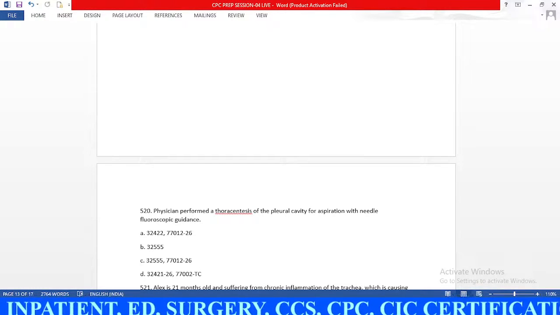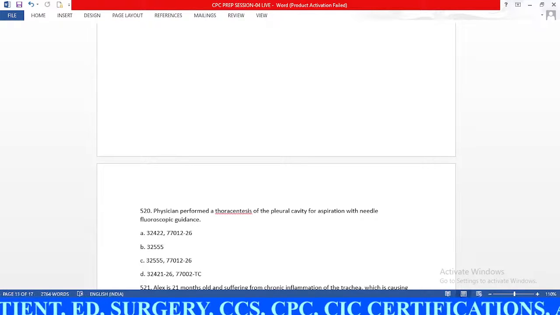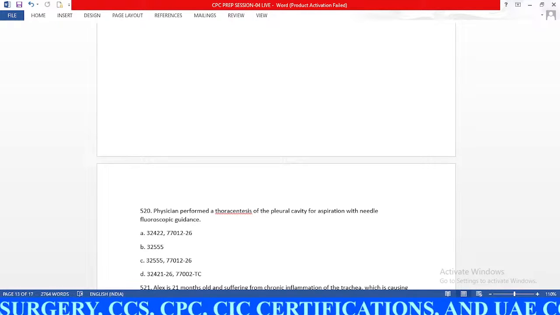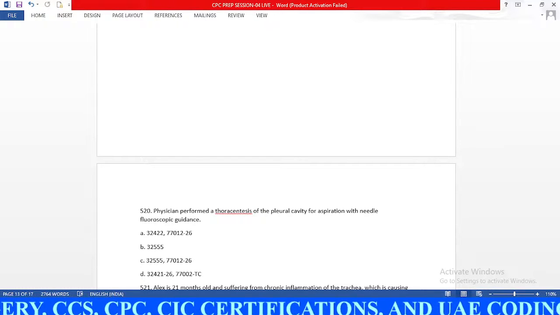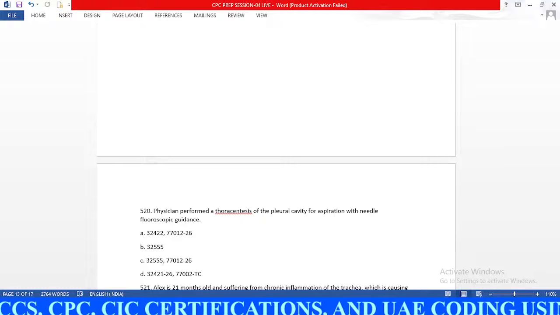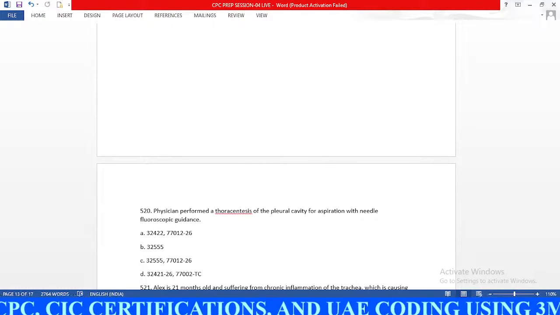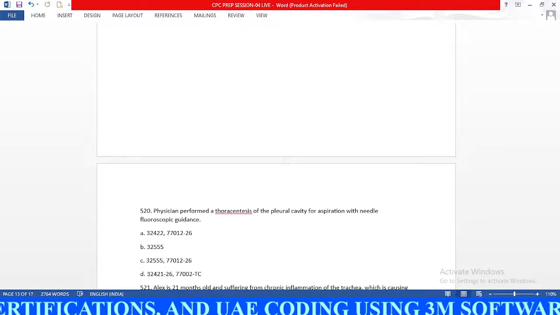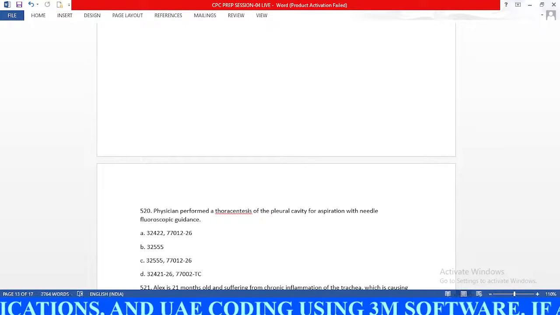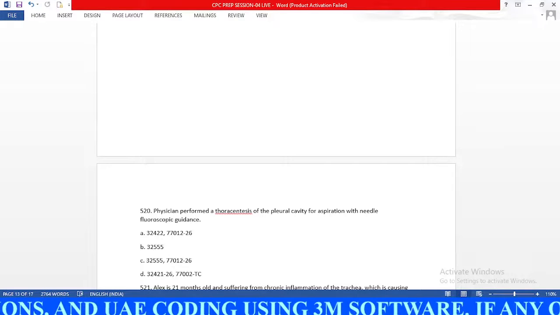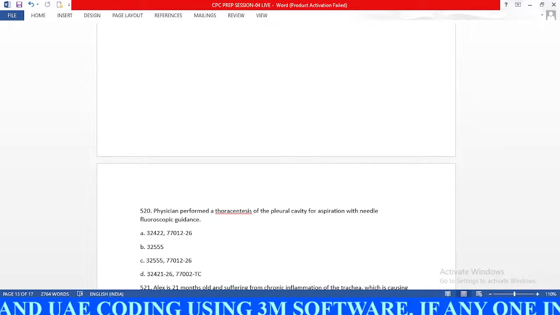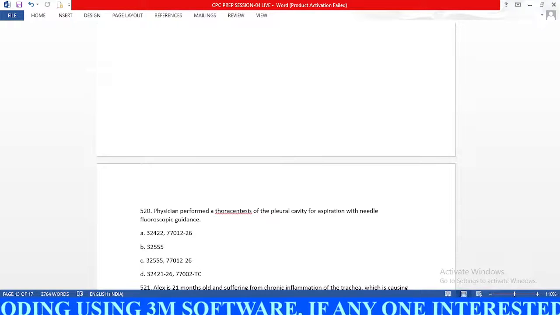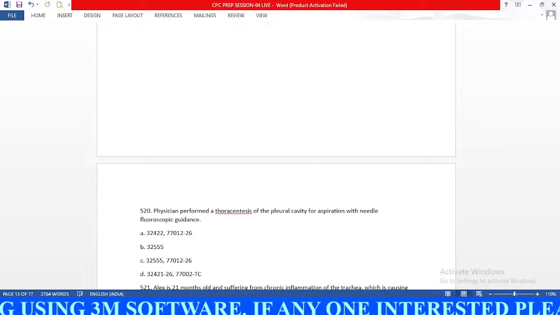See the question properly and try to find the keywords here. You need to understand what is thoracentesis. Thoracentesis means aspiration of fluids from the thorax. It is a procedure which is usually performed in outpatient settings.